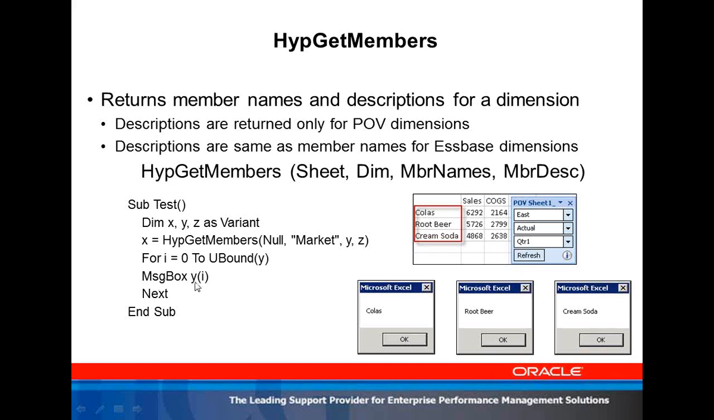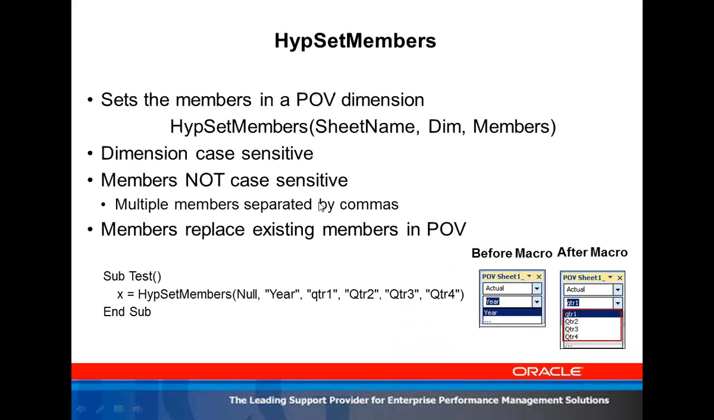Once again, I'm doing a loop, and I'm displaying that Y variable. That's my member names for my market dimension. And you can see on the sheet there's colas, root beer, and cream soda. When I run this macro, I get the three message boxes of colas, root beer, and cream soda. And I can store all of that information away to use further in my macro.